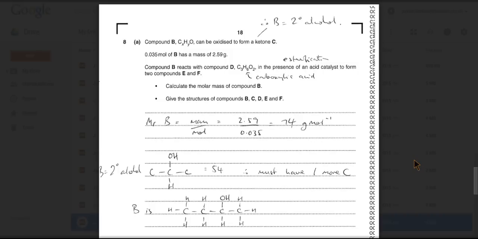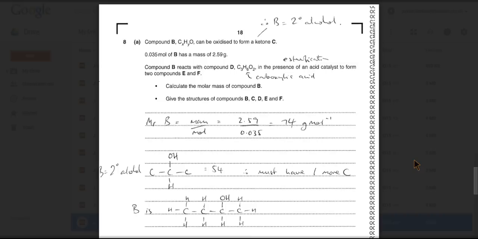So straight away you need to be thinking, right, well, B must be a secondary alcohol because secondary alcohols oxidize to ketones. You're given 0.035 moles of B has a mass of 2.59 grams. So if we've got moles and mass, we can work out the Mr of B.